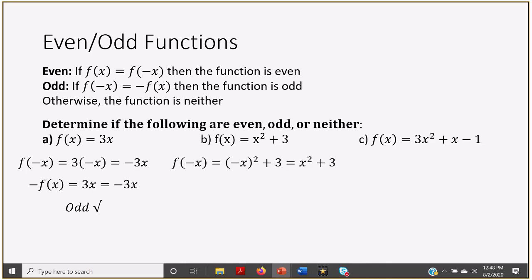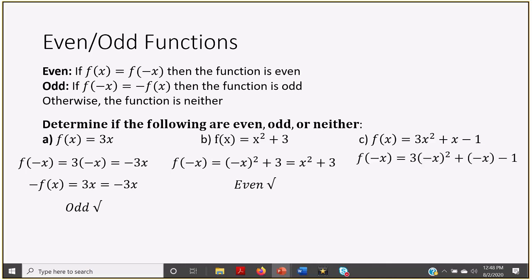Next question, exact same starting point. I plug in negative x for my f of x. Negative x times a negative x gets me a positive x, so negative x squared is actually x squared. And so my f of negative x is x squared plus 3, which matches my original function, and I can stop. It's even. I don't have to go through the rest of my process.